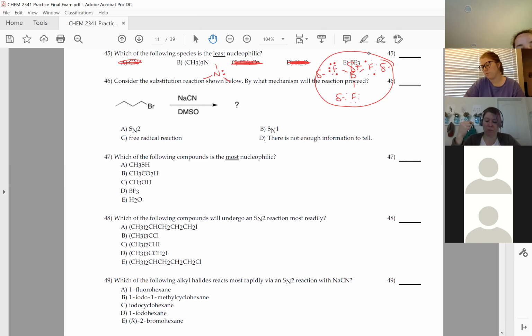So an easier approach to this question would be, are all of these Lewis bases? So go through and figure out which ones can act as a base, and that will help you eliminate B as an option. E ends up being the correct answer.